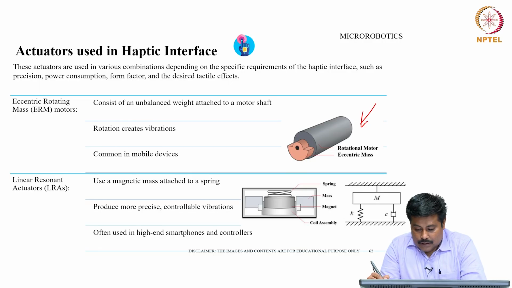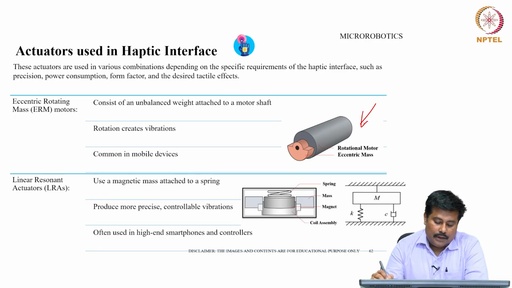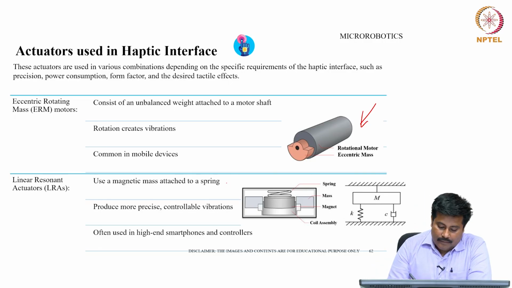As far as the linear resonant actuator is concerned, it uses a magnetic mass which is attached to a spring. It produces more precise and controllable vibration. It is often used for high-end smartphones and controllers.